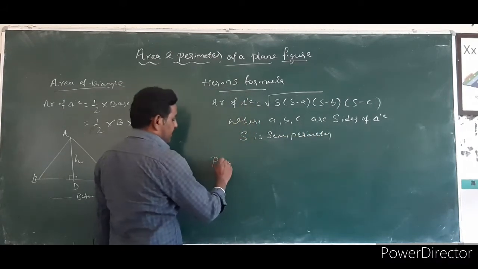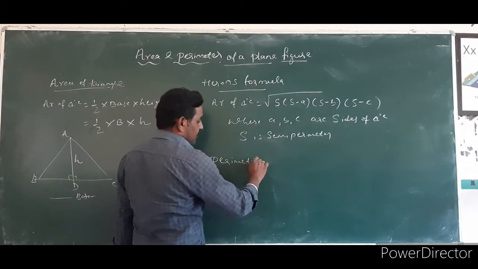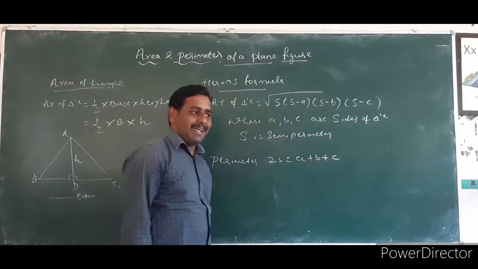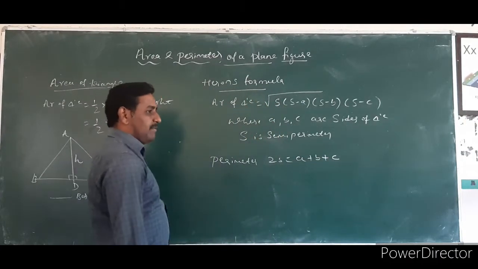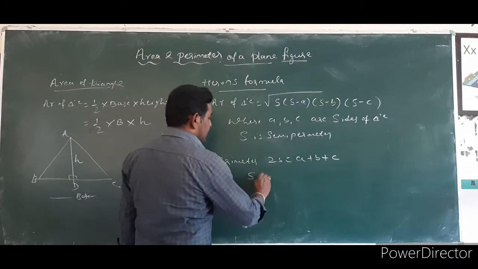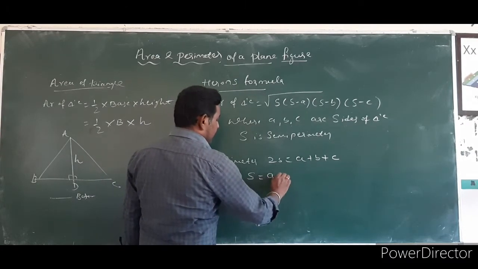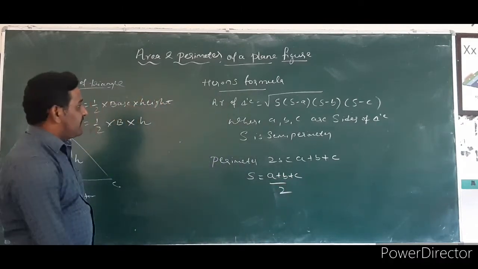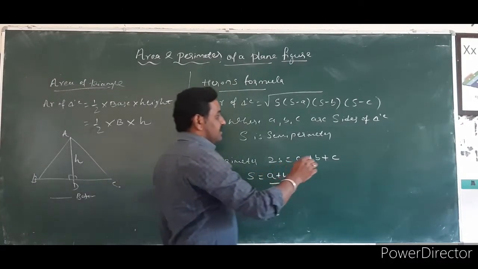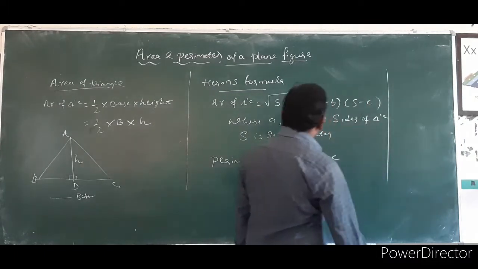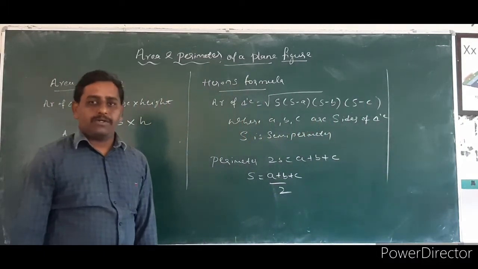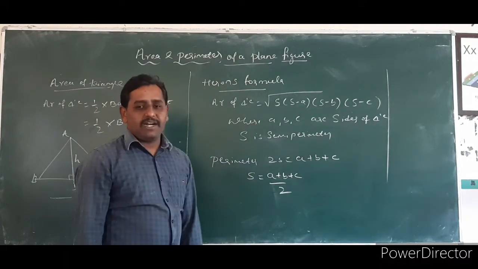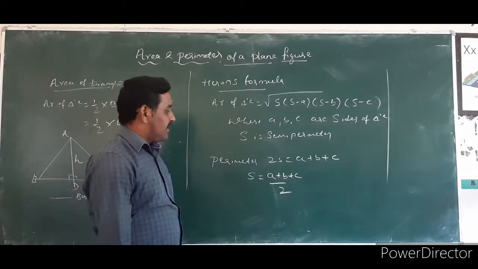So how to find the perimeter? Perimeter is equal to 2S, which is the sum of all the lengths of the sides of the triangle. If you want to find the semi-perimeter, S is equal to A plus B plus C divided by 2. This is very important. By using Heron's formula we are going to solve some problems on finding the area of a triangle and also finding the perimeter of the given triangle.